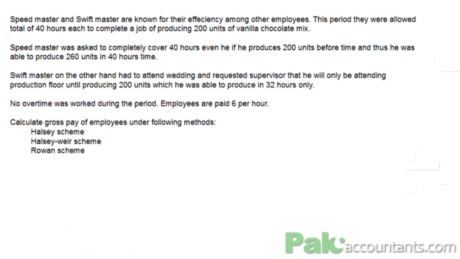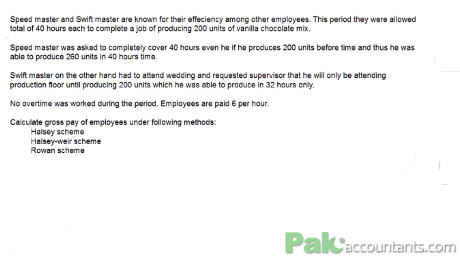Either you are given more units for a standard amount of time, or you are given a standard number of units for a given number of hours. And how are we supposed to calculate the time saved in this situation? This is what we need to learn, because only if we can calculate time saved will we be able to apply the three different schemes we have, and only then will we have the value for bonus, which helps us in calculating gross pay.